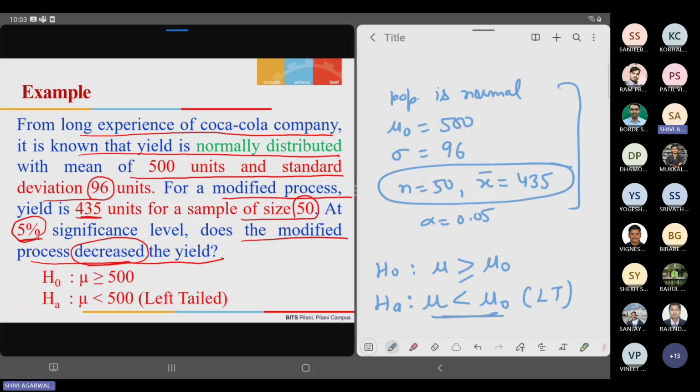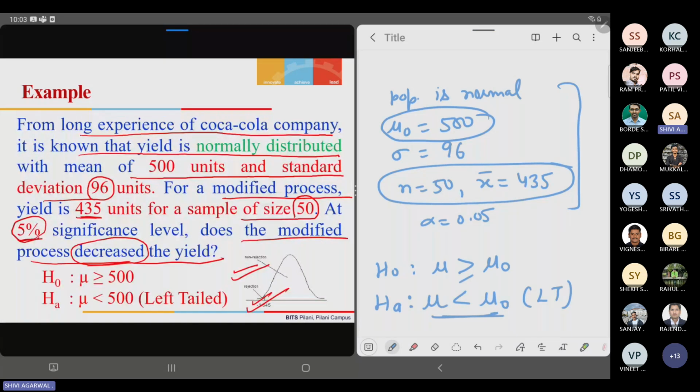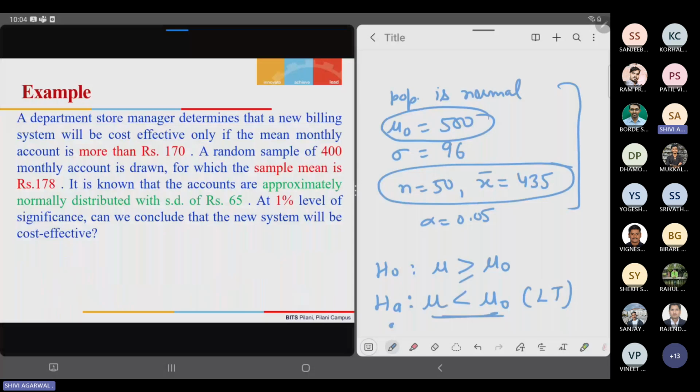Okay. So we are saying here mu is greater than or equal to 500 and mu is less than 500, left tail. Why? Because mu naught is equal to 500. Okay. Next. So here you can see the graph, and in the graph that is the left tail here. Now come to the next question.